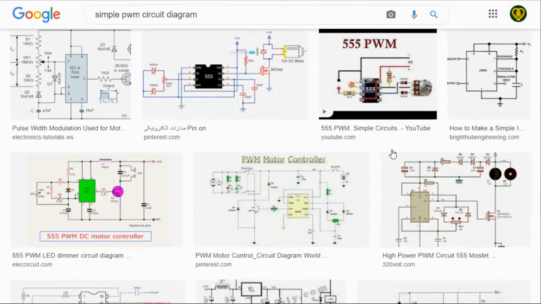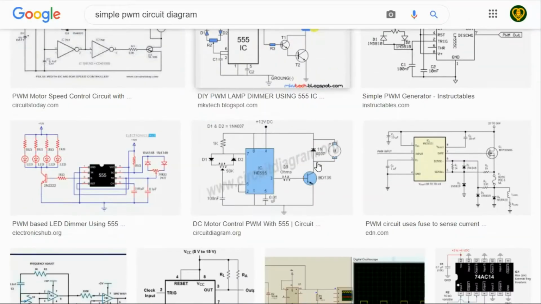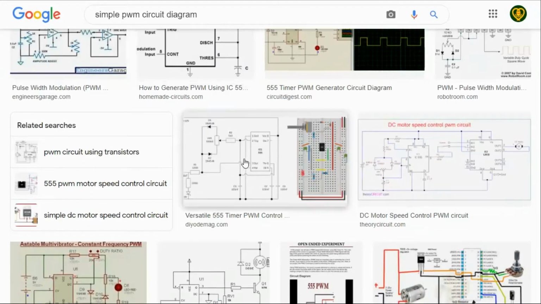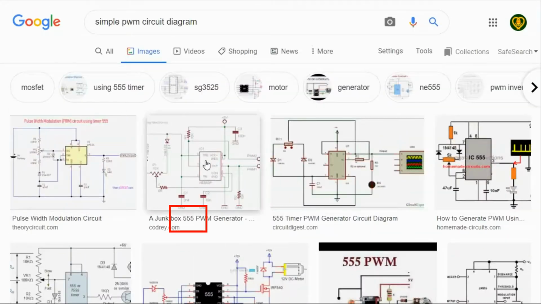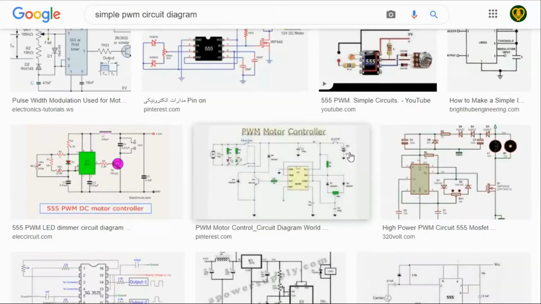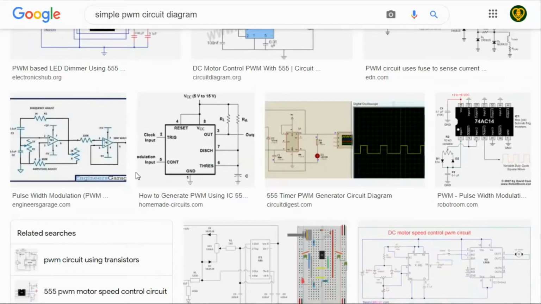Even though you can find plenty of circuit diagrams for simple PWM controllers online, they pretty much all seem to be built around the ubiquitous 555 timer IC, which is a little bit strange because you don't actually need any integrated circuit to do pulse width modulation. And also, not everyone has a 555 timer IC lying around in a corner, do they?